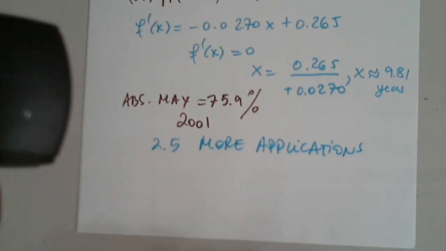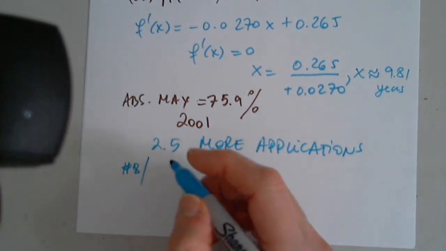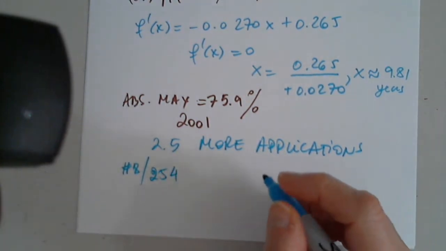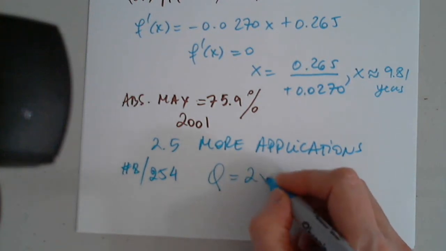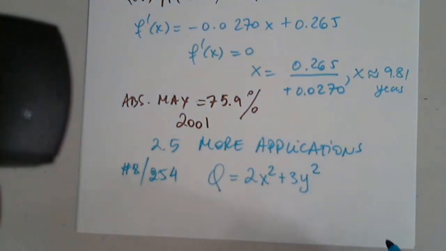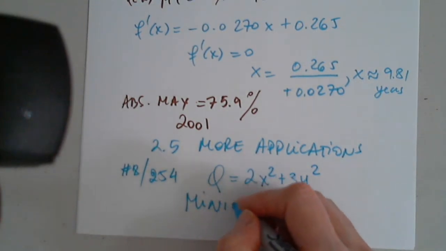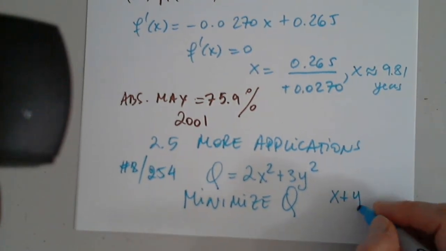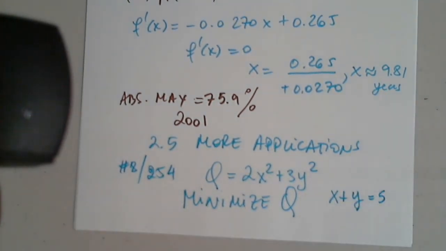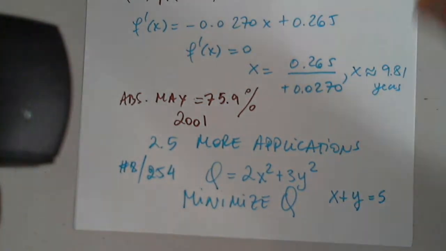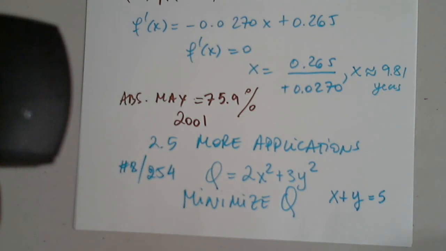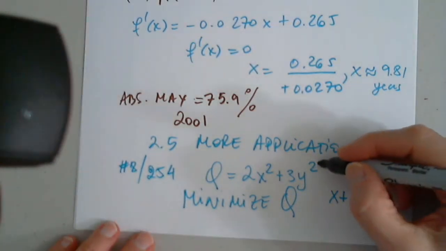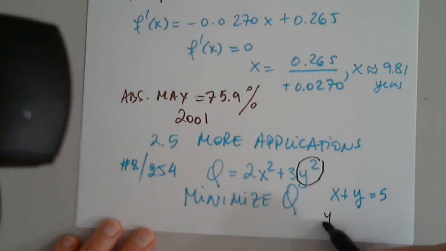Okay, here's a simple example. Looking at problem 8 on page 254. And that is Q equals 2x squared plus 3y squared. They're asking us to minimize Q, knowing that x plus y equals 5. Okay, so where is our starting point? In this class, we will talk about functions with more than one variable, but not yet. So obviously, I have to replace y squared, solving this equation for y.